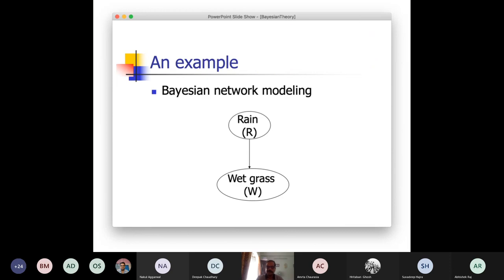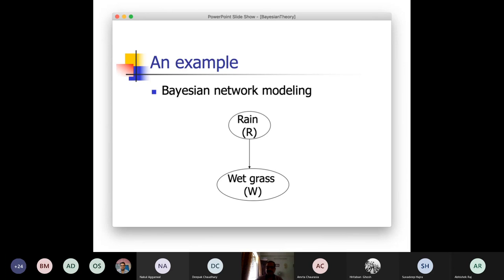So let me take an example to illustrate that fact. Say, consider a simple Bayesian network like the previous one. Instead of X, I'm replacing it by a variable called rain. It's a Boolean variable. It means whether it rains or not. So if R is true, that means it has rained. And if R is false, that means it did not rain.